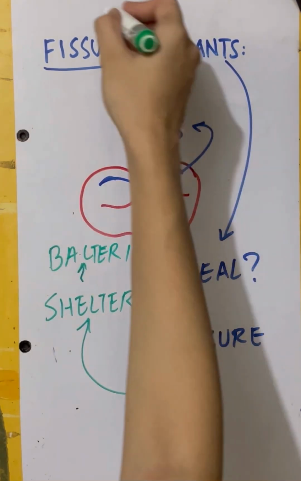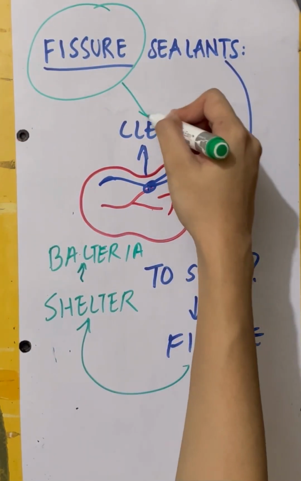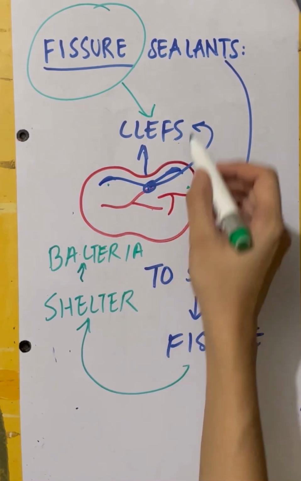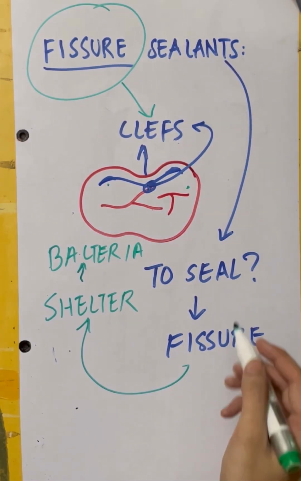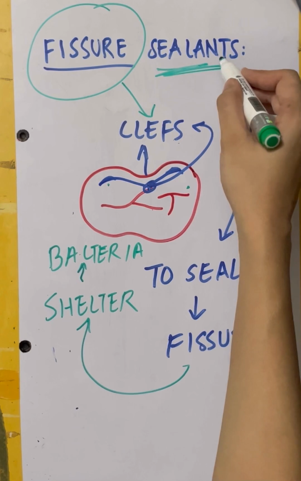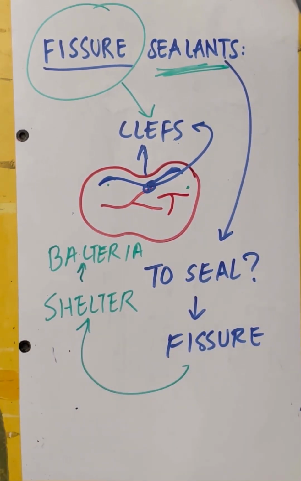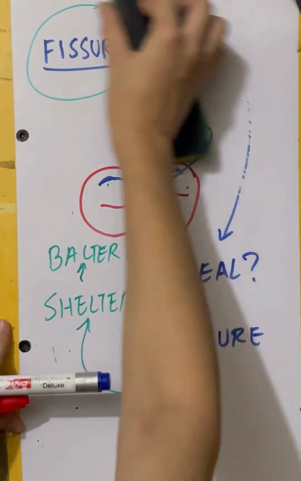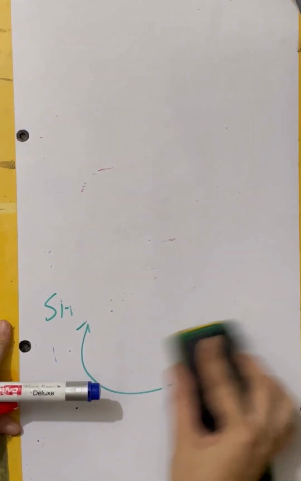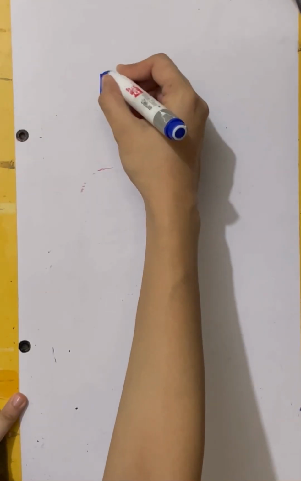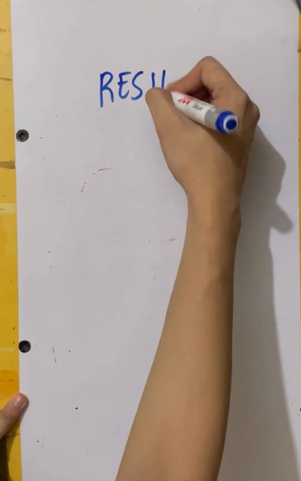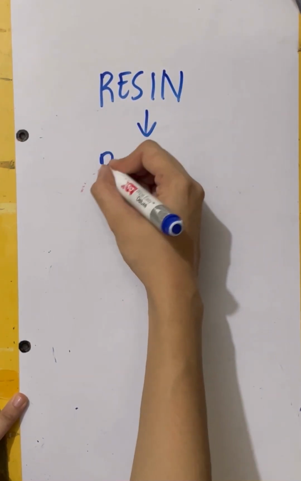So, what are fissures? Fissures are clefts present between two adjacent cusps, and we seal these fissures with the help of fissure sealants. Why are we sealing? Because these fissures provide shelter to bacteria. So there are different types of fissure sealants present. The most commonly used is a resin based sealant known as bis-GMA.